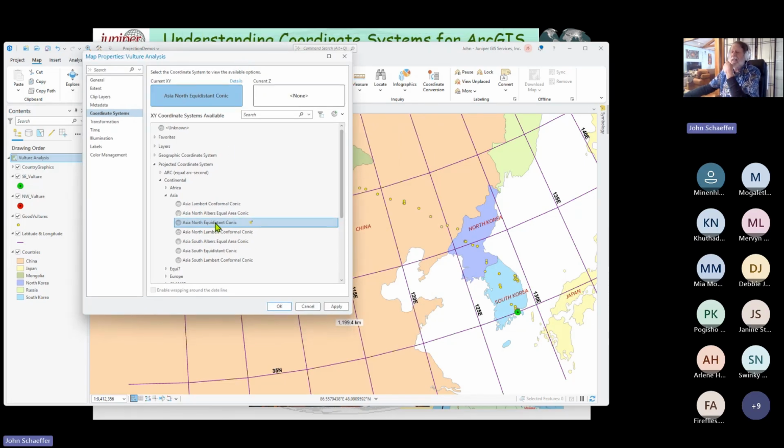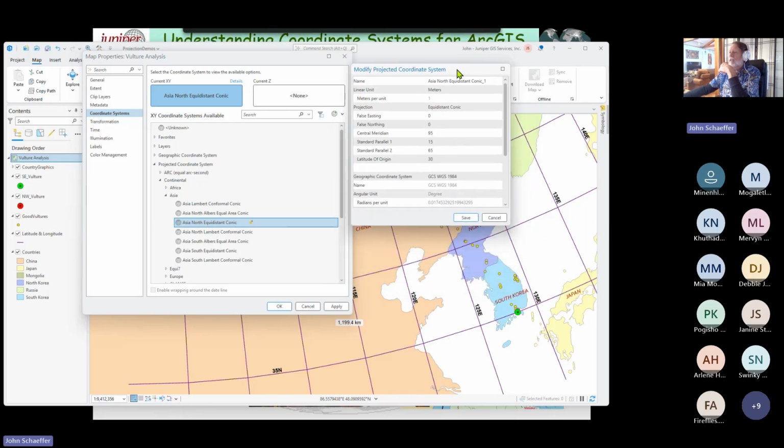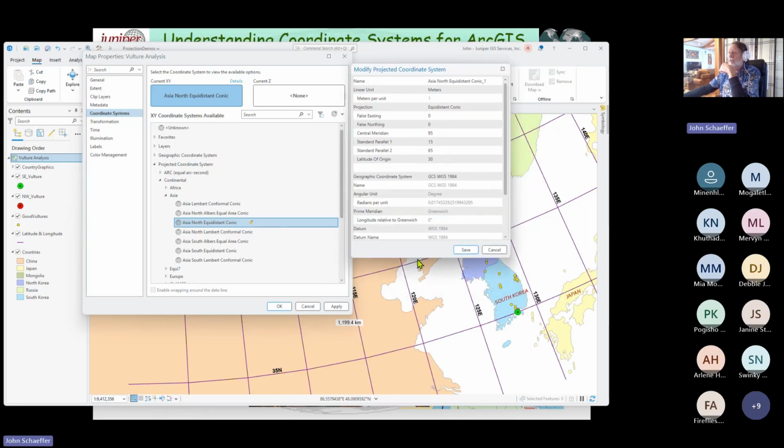And I'm going to take Asia North equidistant conic. I'm going to right click, go copy and modify, and it gives me this coordinate system here. The very first thing you do when you modify is give it a different name. Okay? You don't want to overwrite an existing coordinate system. You're making a custom coordinate system.